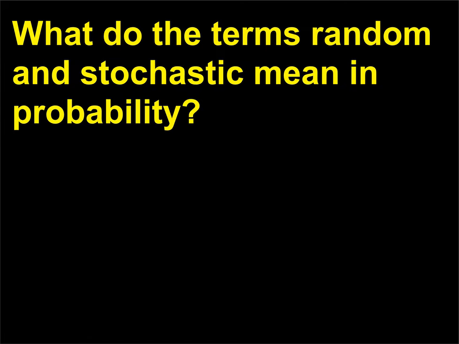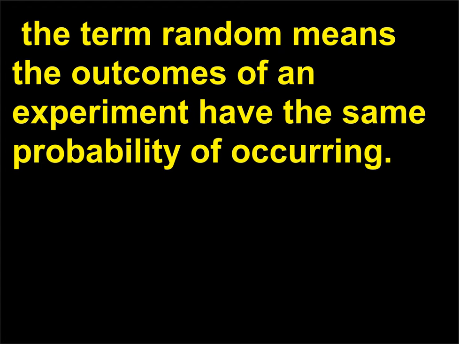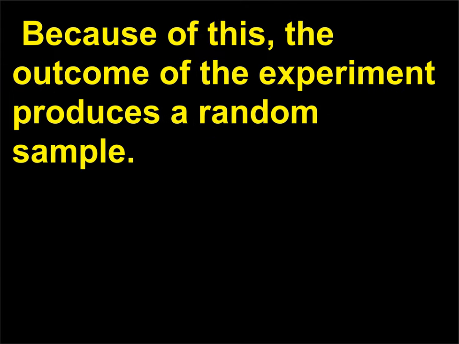What do the terms random and stochastic mean in probability? When speaking about probability, the term random means the outcomes of an experiment have the same probability of occurring. Because of this, the outcome of the experiment produces a random sample.